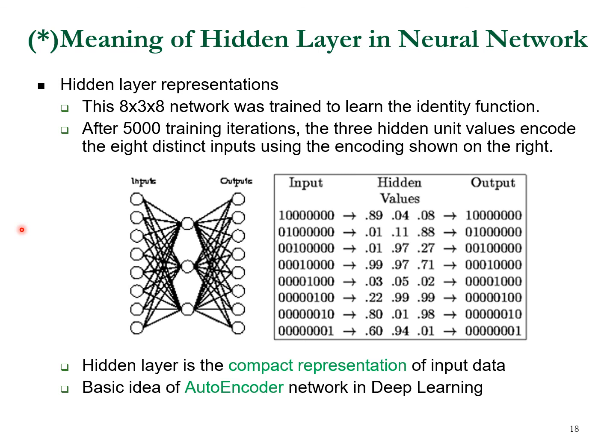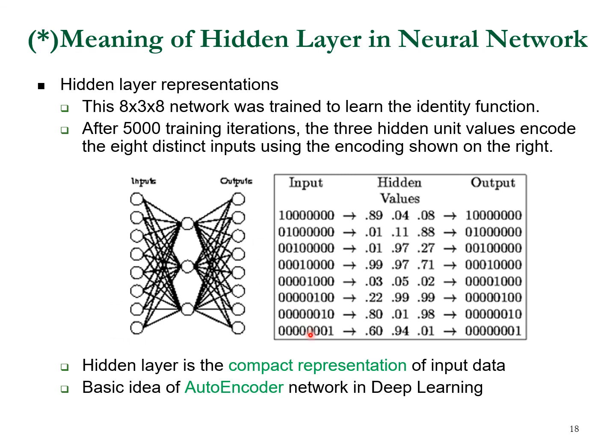A multi-layer network contains multiple hidden layers, right? In this slide, we are going to talk about the meaning of hidden layers in a neural net. Let's say we have a neural net with one input layer, one output layer, and one hidden layer. The input layer has 8 input nodes, there are 8 output nodes, and 3 hidden nodes. This network is called an identity network.